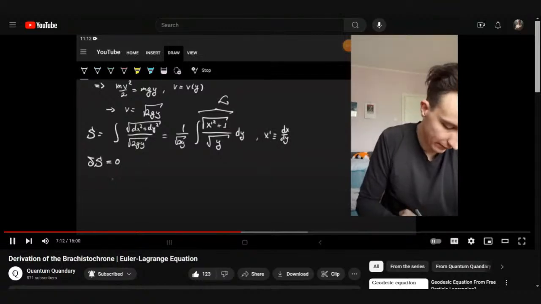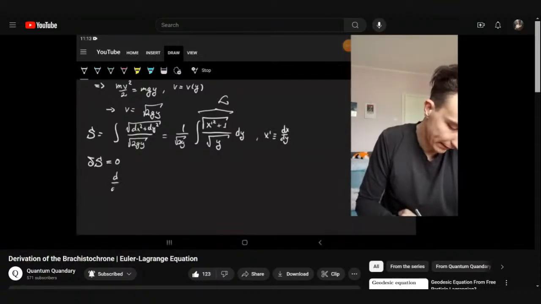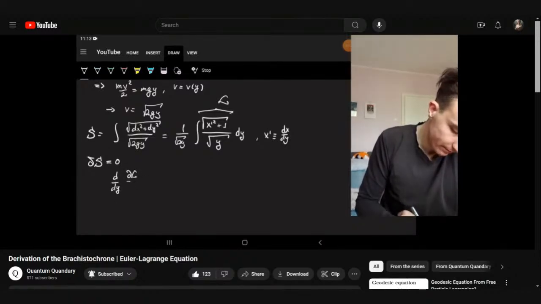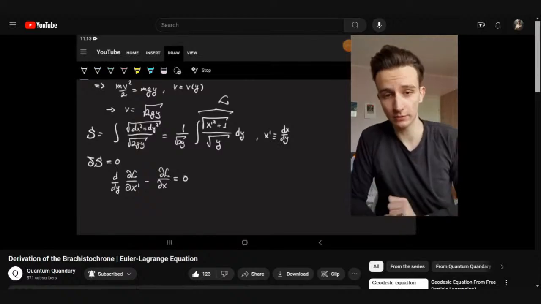We need to have that d by d, the independent variable. So this is where we put y, partial Lagrangian by partial x prime minus partial Lagrangian partial x equals 0. So this is what needs to hold.